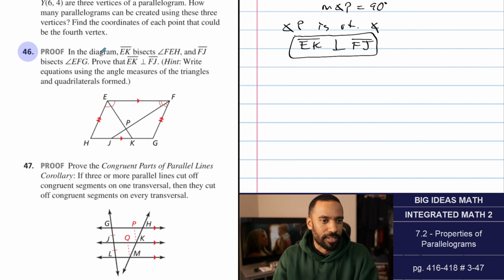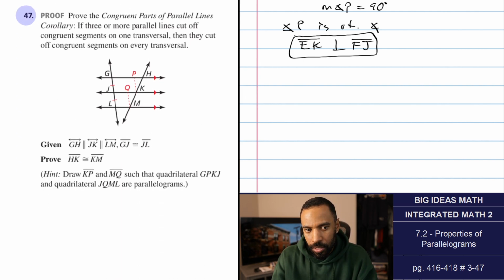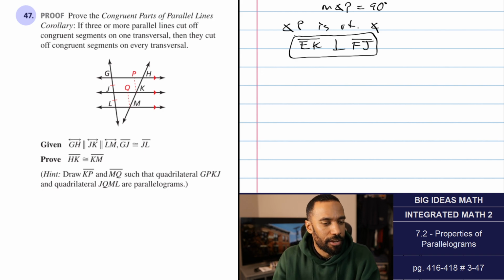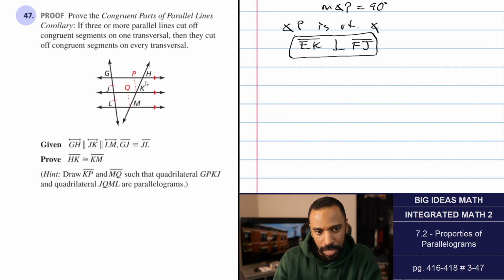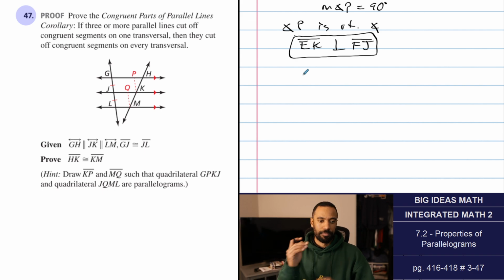Okay, number 47, last problem. Two-column proof? It's a two-column proof. Prove the congruent parts of parallel lines corollary: if three or more parallel lines cut off congruent segments on one transversal, then they cut off congruent segments on every transversal. Draw them such that quadrilateral. Okay.